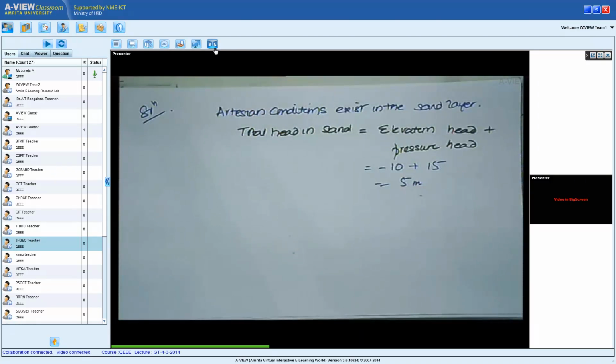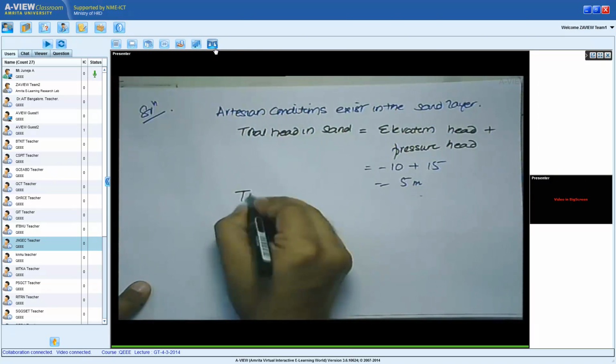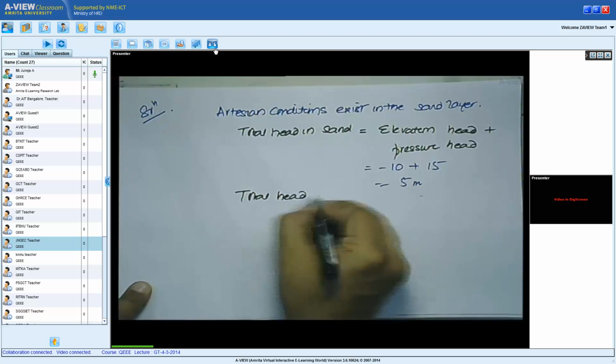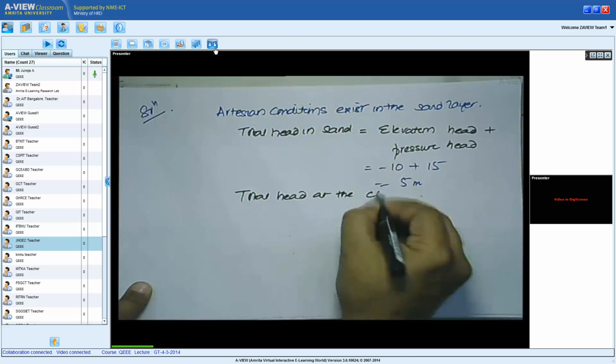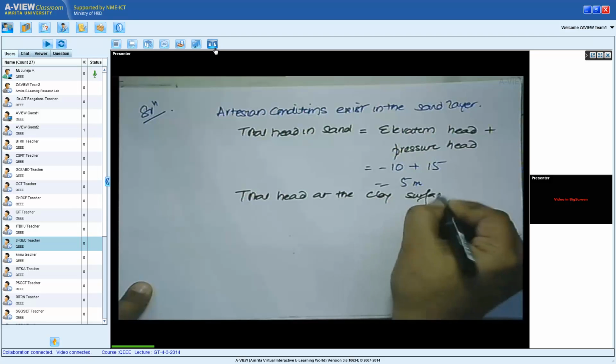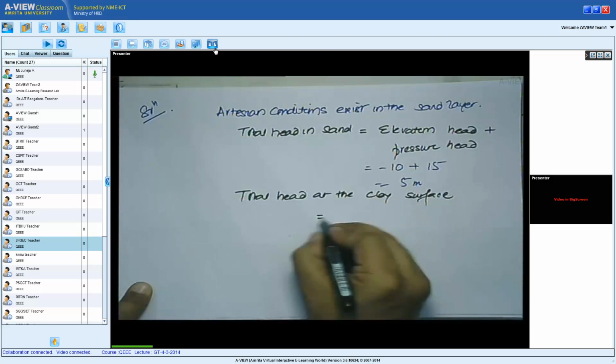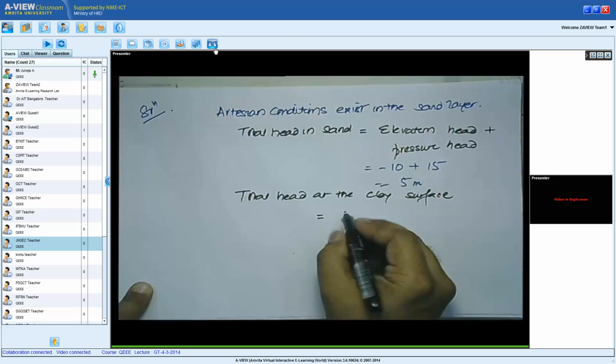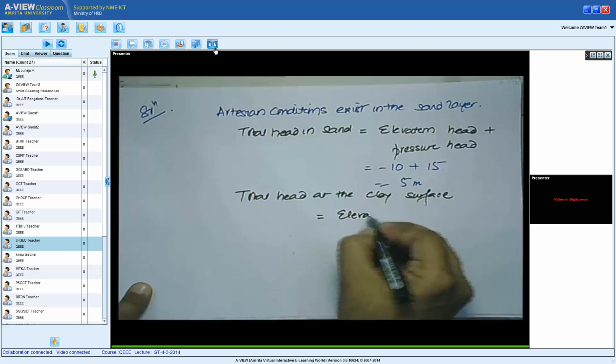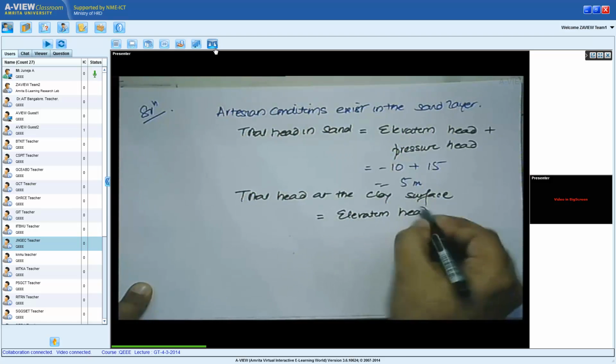Second part, what is the total head at the clay surface? Okay, I have the same logic. Total head equals elevation head plus the pressure head.